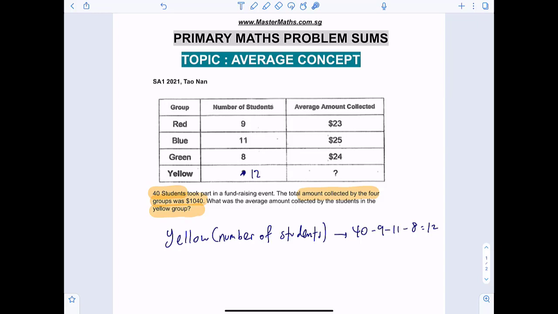And another thing we know about this problem is the total amount collected, 1040. So you see, for red, for example, 9 students are there, average amount collected is 23. So what we can do is to develop for ourselves a total column. And we try and find what is the total amount collected for red. 23 times 9, right? Because average times number of students will give you total. And then next one, 25 times 11. Next one, 24 times 8. Then we can find the total.